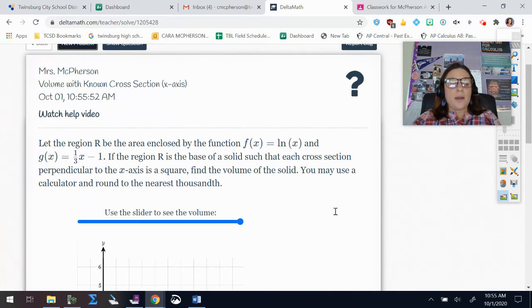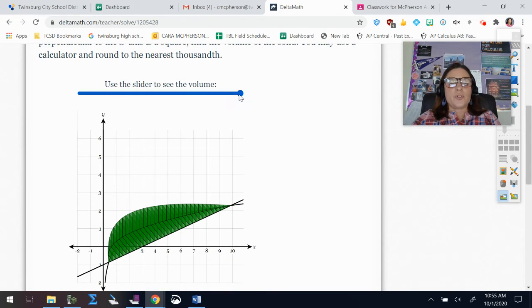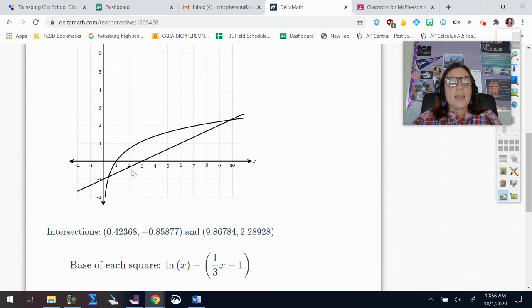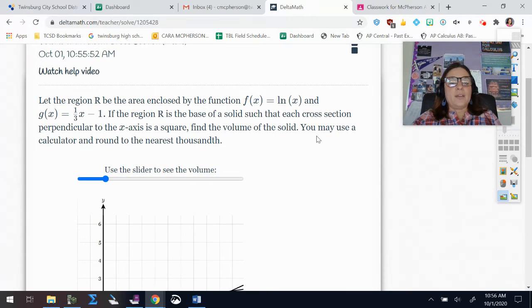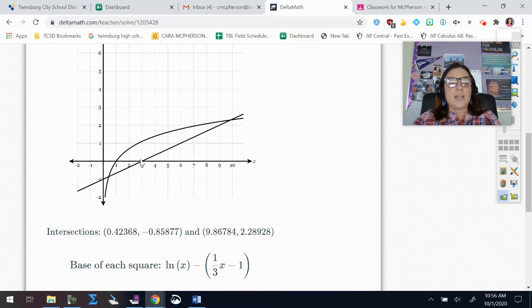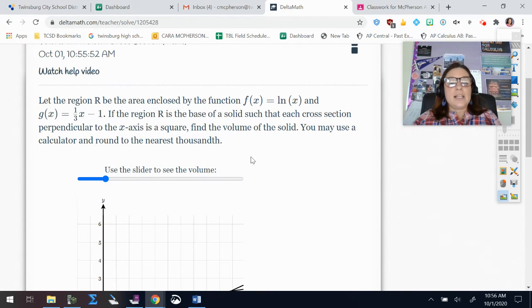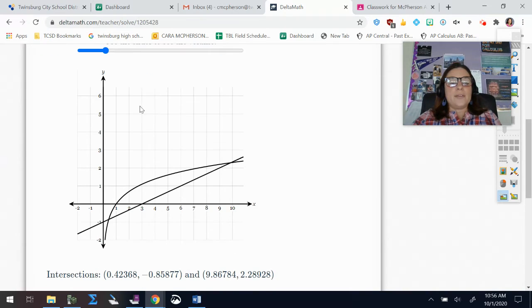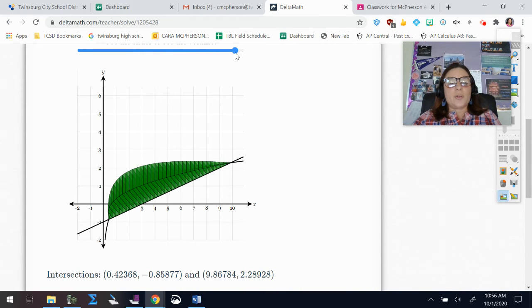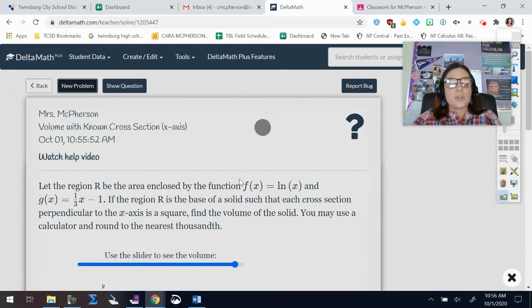This one is a square. This is probably the most common. It's also the easiest for students to understand. So here is my base. It is formed by looking at the functions natural log of x and 1/3 x minus 1. So this intersection right here, that area. And then we are slicing it into squares. And then this will be what it looks like as those squares fill in. You can see you get bigger squares as the base is bigger. You get smaller squares as the base is smaller. It's kind of cool. I want to show a circle one.